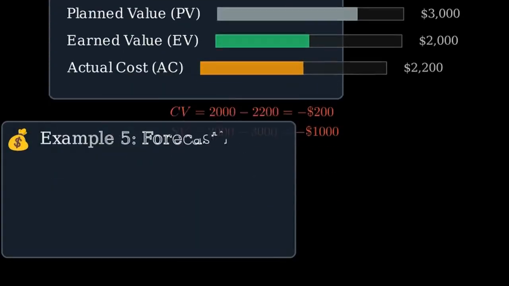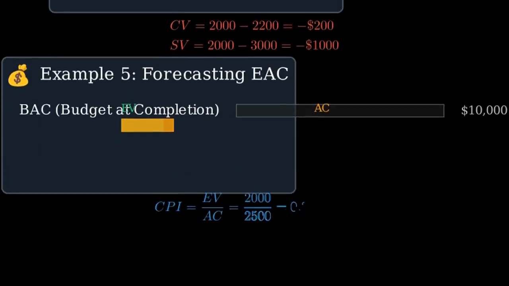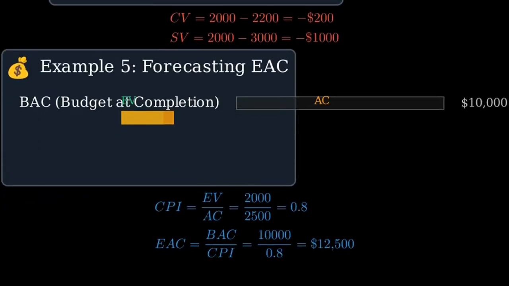Example 5, forecasting with estimate at completion. The budget at completion is $10,000. Current earned value is $2,000, and actual cost is $2,500. First, compute cost performance index, which is earned value divided by actual cost. 2,000 over 2,500 equals 0.8.